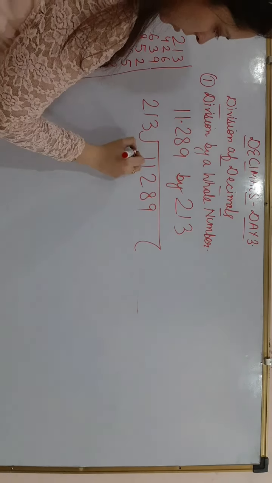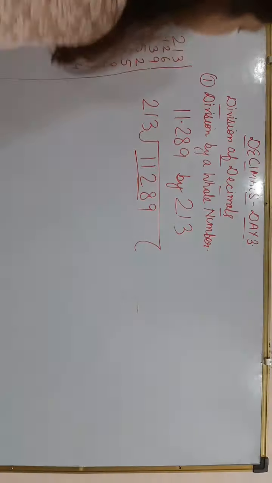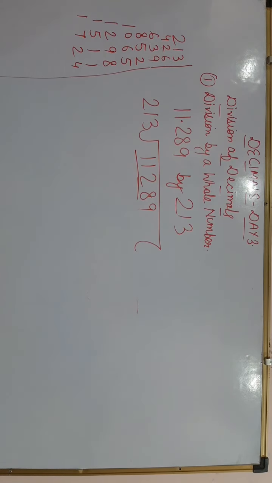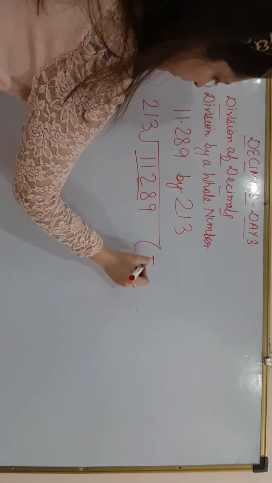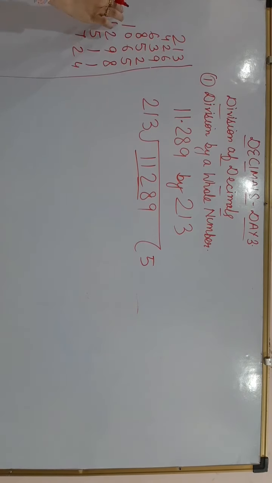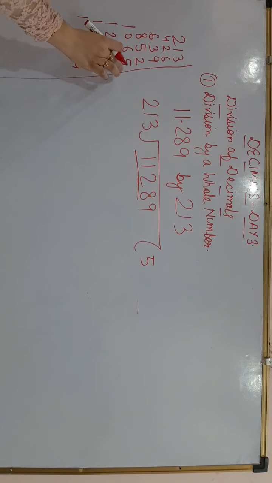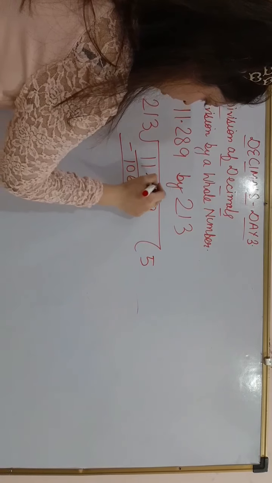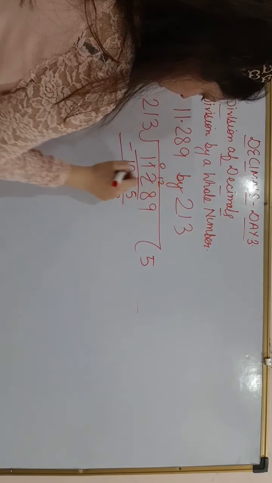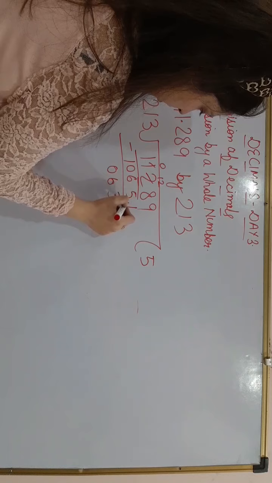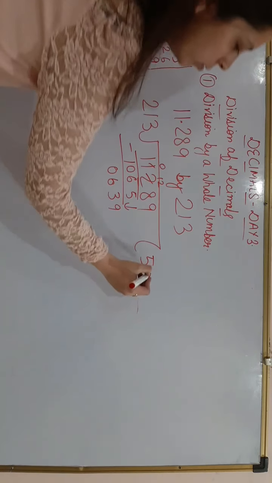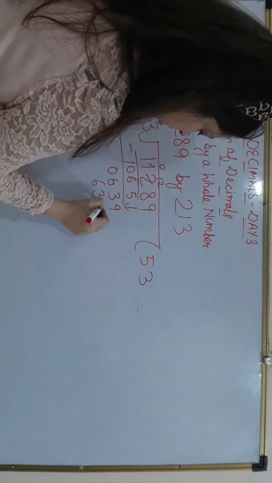So take 3 digits. 3 digits are smaller than the divisor. So take 4 digits. Now 1128. So 213 divided by 5. There is no 1128. The number smaller than 1128 is 1065. So consider this number. Now 12 minus 6 is 6. So 63 is the remainder. Now 639. So we have 639 on 3. So 213 times 3 is 639.